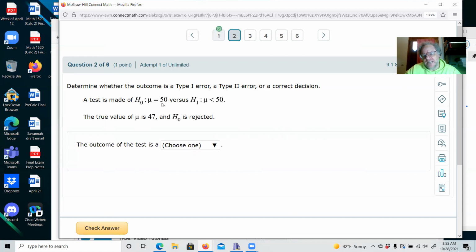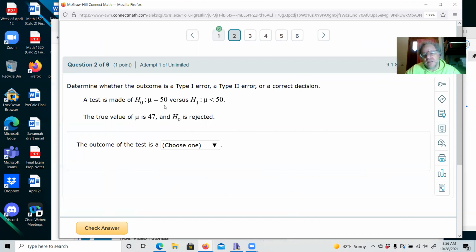So H0 actually is equal to 50. Okay, our test is made. Our null hypothesis is mu equals 50 versus the left-hand side, mu is less than 50. A true value is 47, but we've rejected the null hypothesis. They said the truth is 47, but our test said no. It actually is less than, so we should have picked H1, but we didn't.